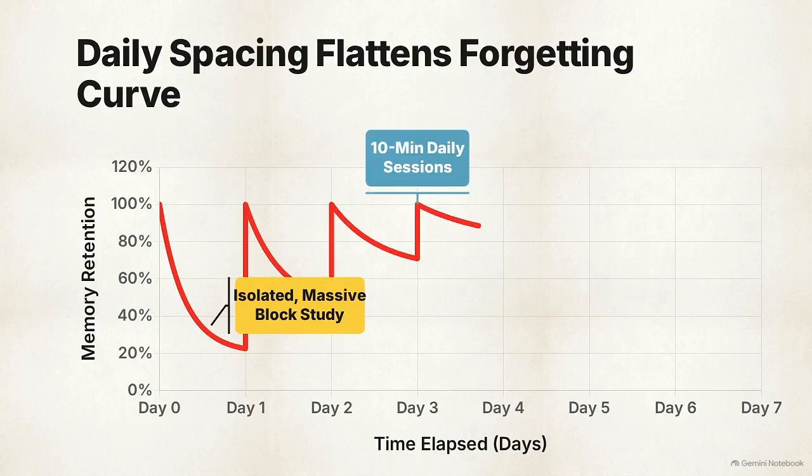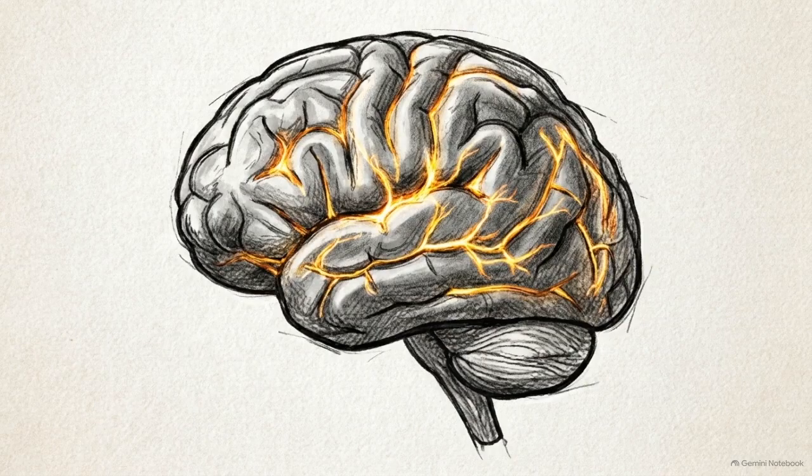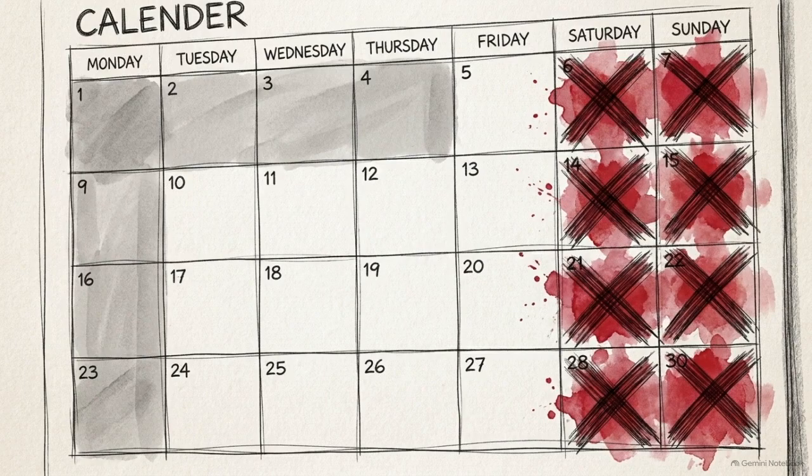By engaging in 10-minute daily sessions, you interrupt the forgetting curve at regular intervals. These interruptions reset memory retention and gradually flatten the curve's downward trajectory. Daily, short-burst exposure creates the consistent reinforcement needed to strengthen the brain's language centers, providing a more reliable path to fluency than infrequent weekend study sessions.